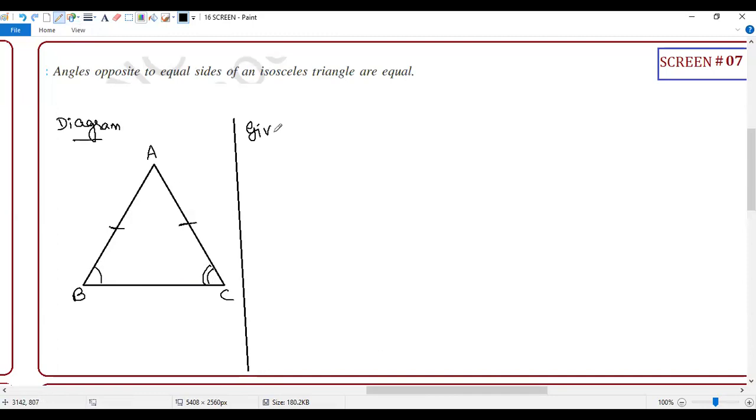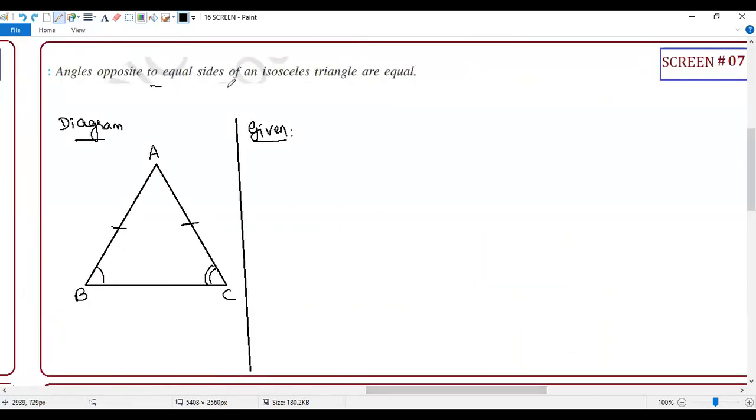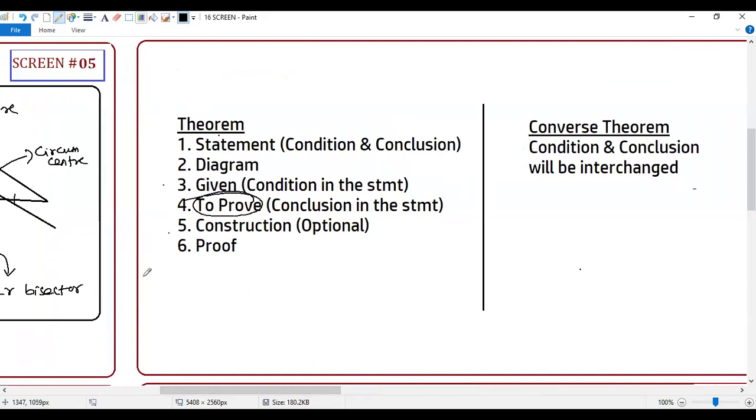Now, the third heading is Given. I told you the condition in the statement is called the given. Condition is: in triangle ABC, AB equal to AC. Then what I need to prove? To prove. I need to prove the conclusion.